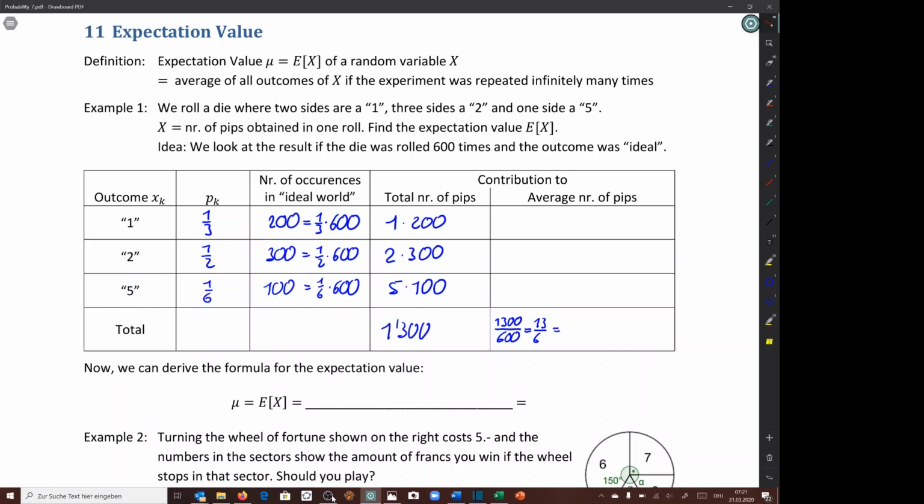So the average number of pips per roll is, since we roll the die 600 times, 1300 divided by 600, or 13 divided by 6, so approximately 2.16.